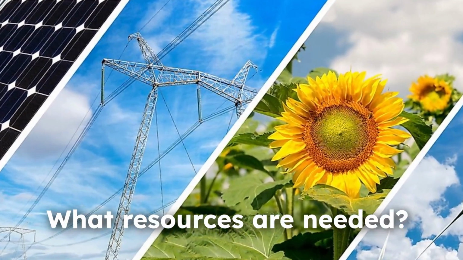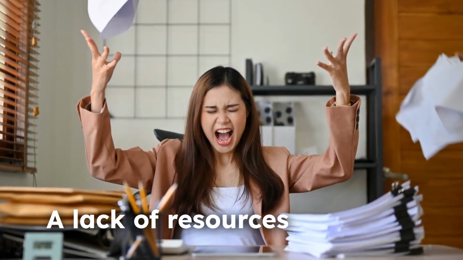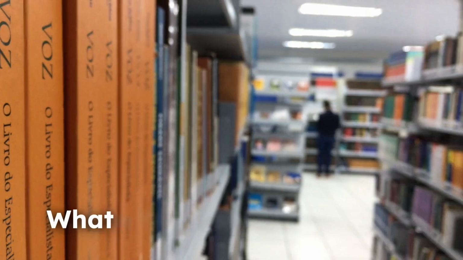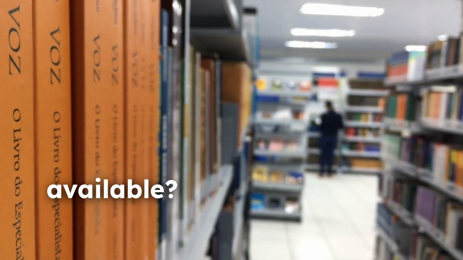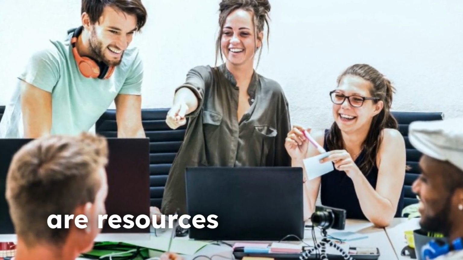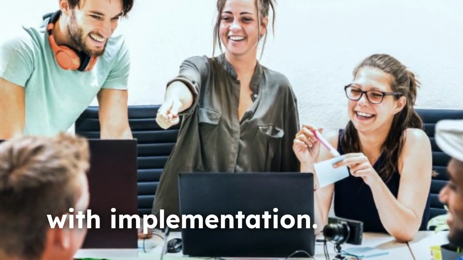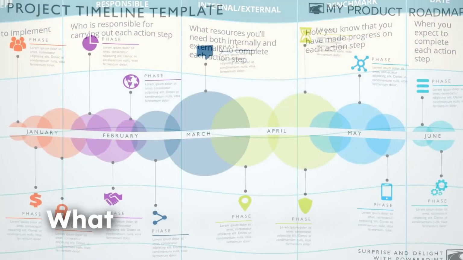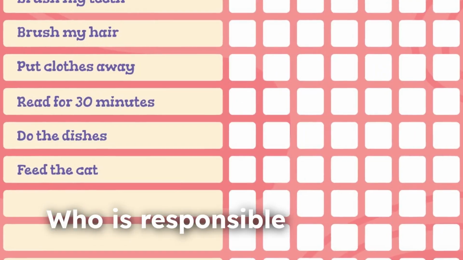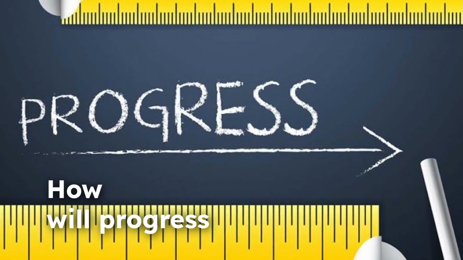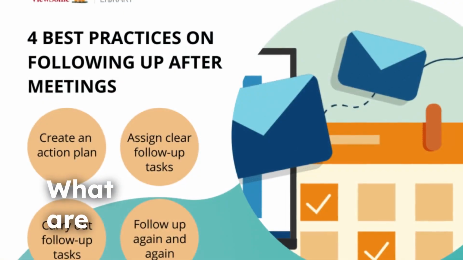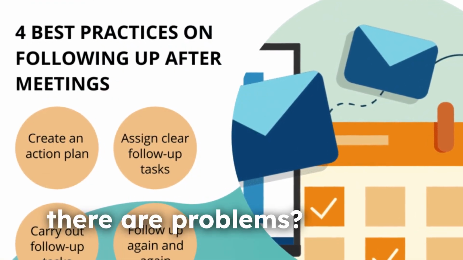What resources are needed? A lack of resources leaves people frustrated. What resources are readily available? Are they appropriate? Are there in-house people who are resources that can assist with implementation? What's the action plan? What is the timeline? Who is responsible for what? How will progress be measured? What are the follow-up steps if there are problems?